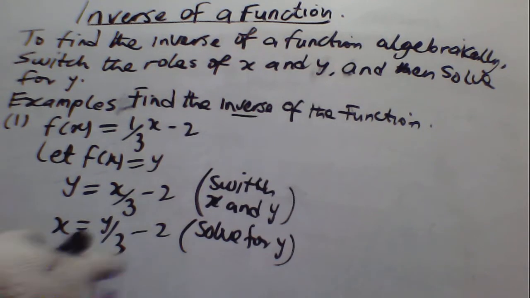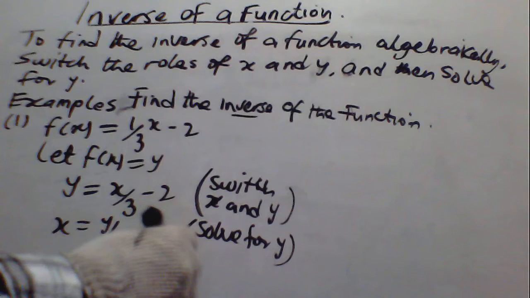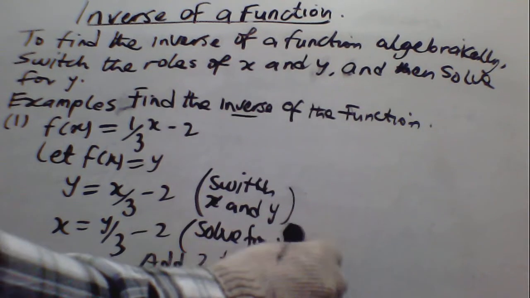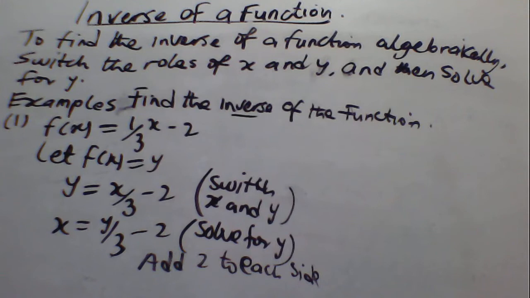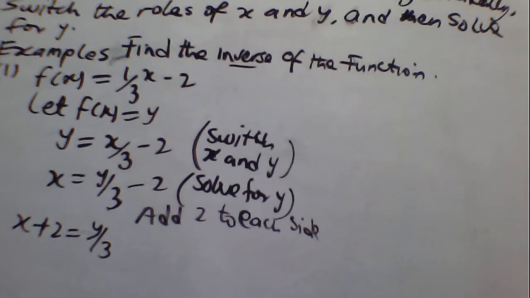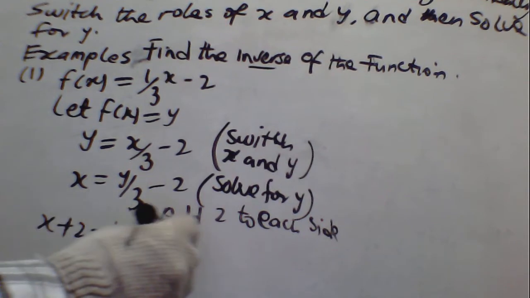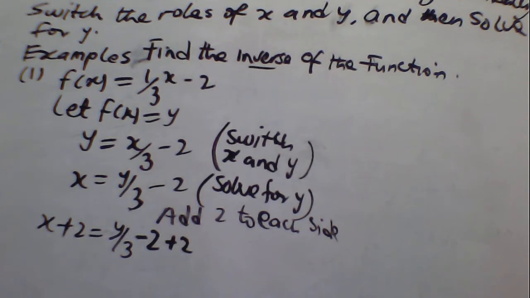So in this case, what can we do? Add 2 to each side. We have x plus 2 equals y/3. Add 2 to each side, we get y/3 minus 2 plus 2. Minus 2 plus 2 is equal to 0, so we can remove it.